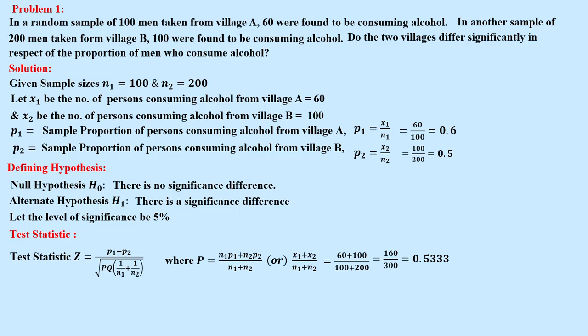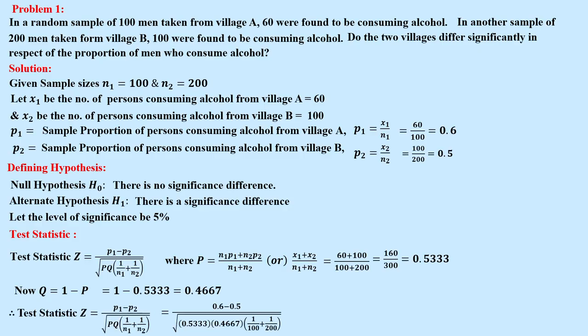0.5333. So Q is equal to 1 minus P, that is 1 minus 0.5333, which is equal to 0.4667. So the test statistic, substituting the values: 0.6 minus 0.5 divided by root of 0.5333 into 0.4667 into 1 by 100 plus 1 by 200. So you will get 1.6367. So the calculated value of Z is equal to 1.6367.